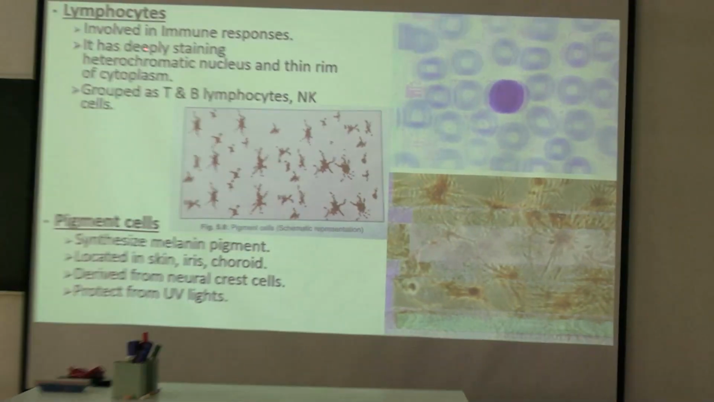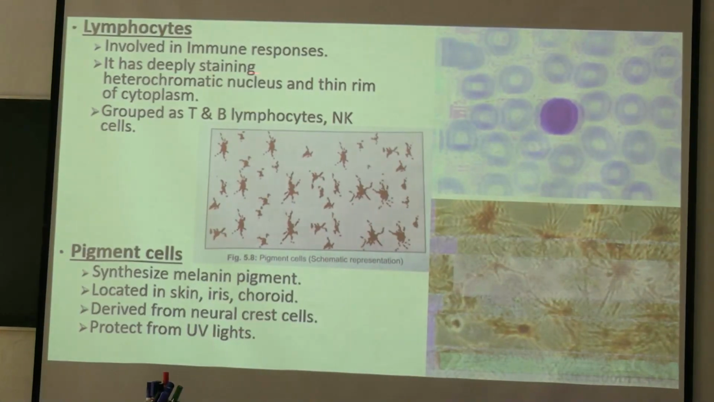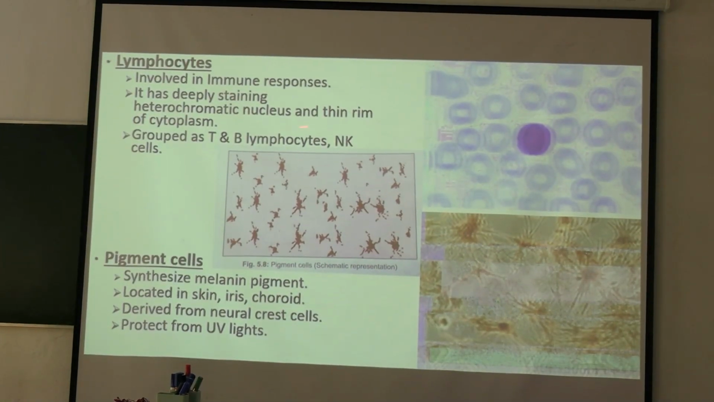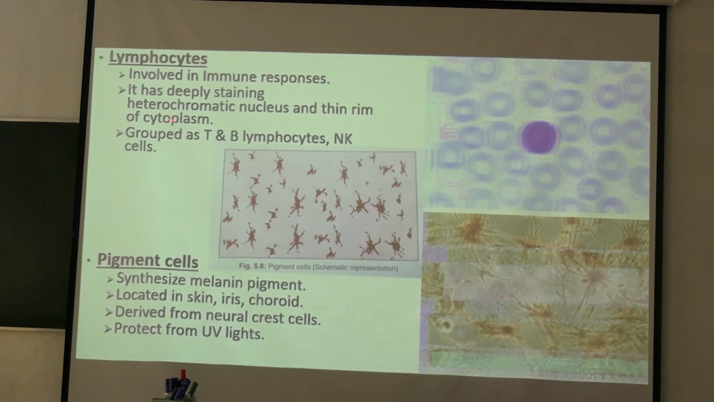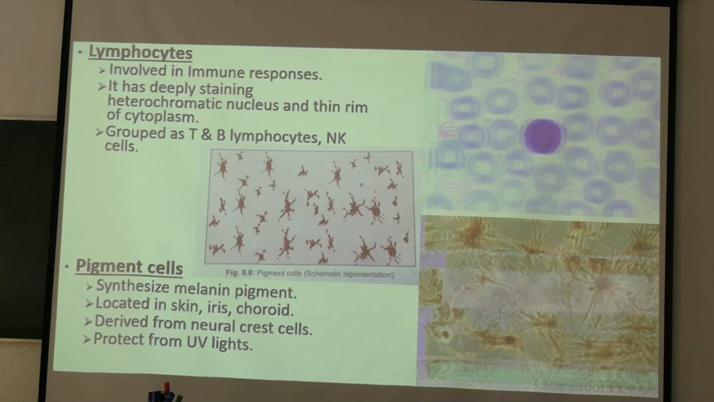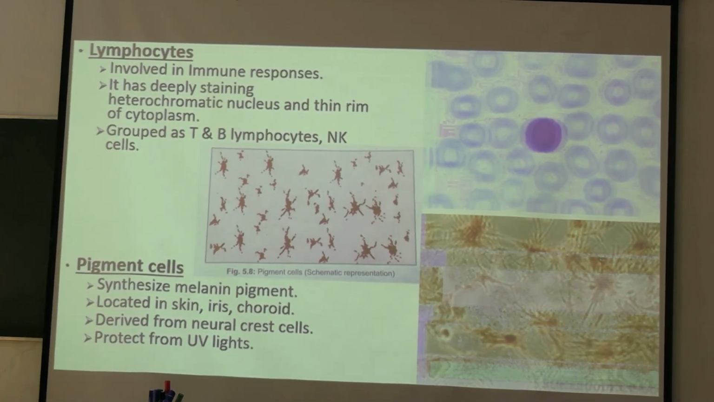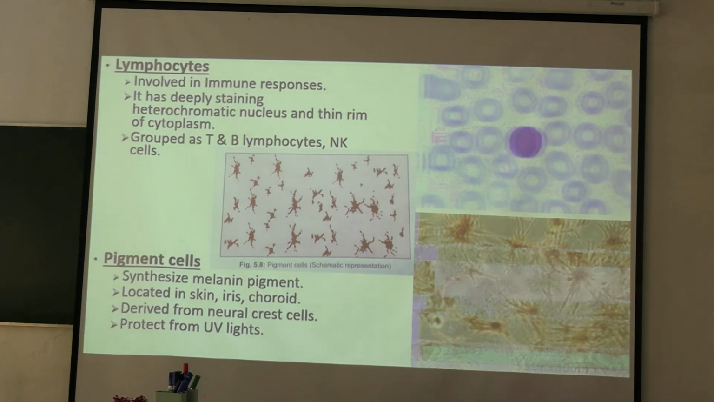Next we go to the lymphocyte. Lymphocyte is involved in immune responses and it has a deeply staining heterochromatic nucleus and a thin rim of cytoplasm. Here you have seen in the schematic diagram a lymphocyte's rounded nucleus with a very thin rim of cytoplasm in a small lymphocyte, and the rim of cytoplasm is larger in the case of a large lymphocyte. Okay, so it has a deeply staining heterochromatic nucleus and a thin rim of cytoplasm.